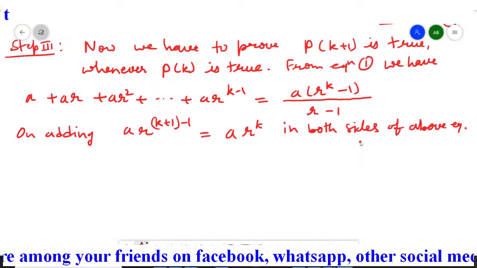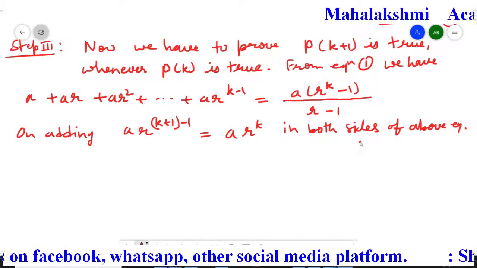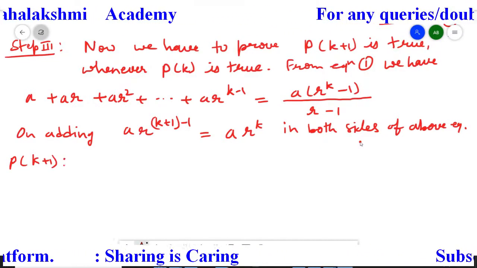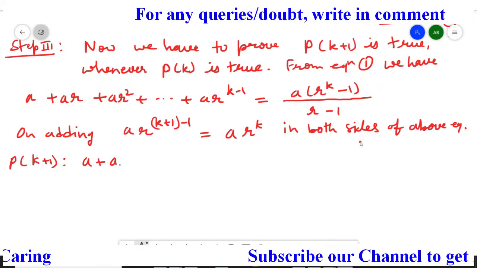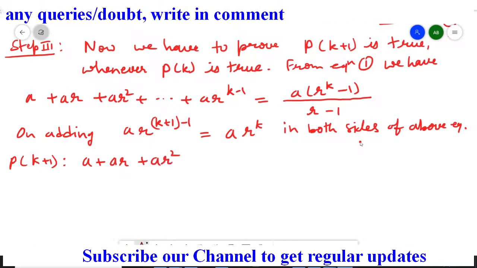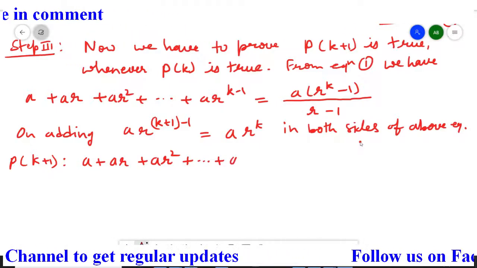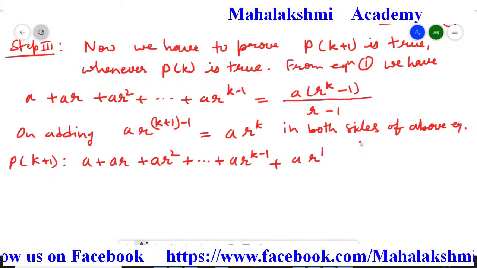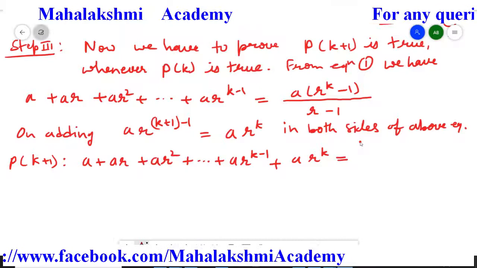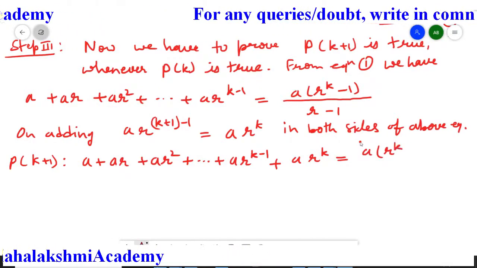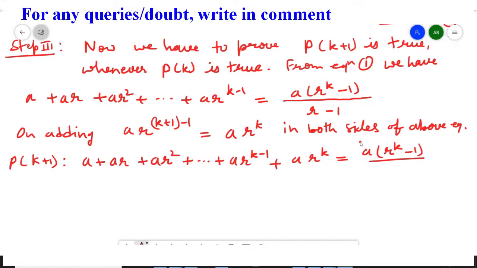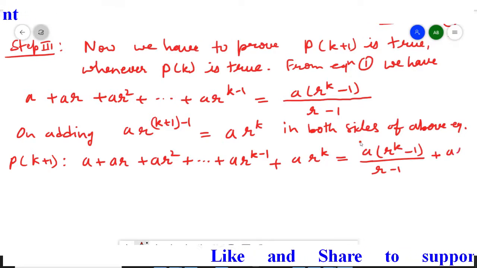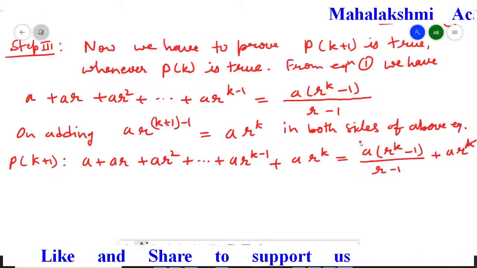So we proceed with what we wrote here. We are going to get the P(k+1) statement: a + ar + ar² + ... extended up to ar^(k-1) + ar^k. In the same way we will add on the right hand side also. First we write the right hand side of the P(k) statement as it is without any change, then the extra term which we are going to add, that is a multiplied by r to the power k.